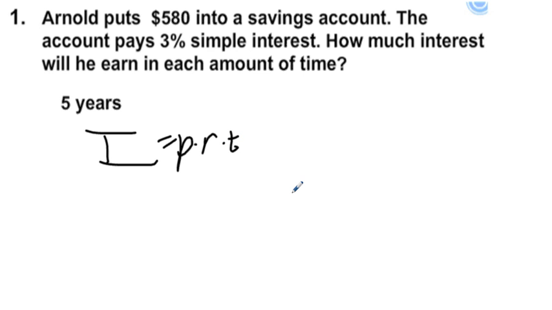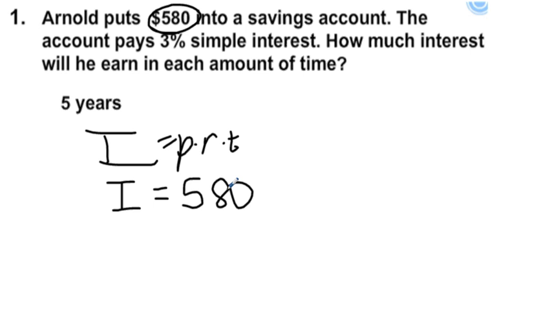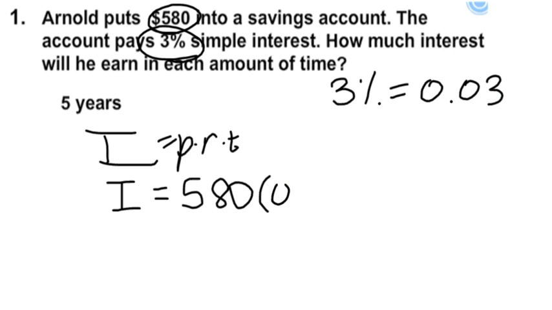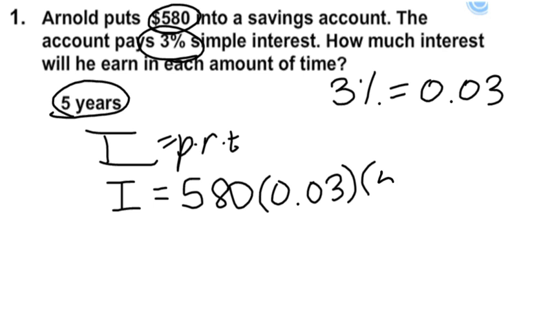Okay, so next thing we're going to have to do is substitute. So I equals our principal amount, which is $580. Our rate is 3%. And remember, we have to turn it into a decimal. So on the side here, I'm going to write 3%. And 3% means out of 100. So that means 3 divided by 100, and that's 0.03. So 580 times 0.03. And our time is going to be 5 years.